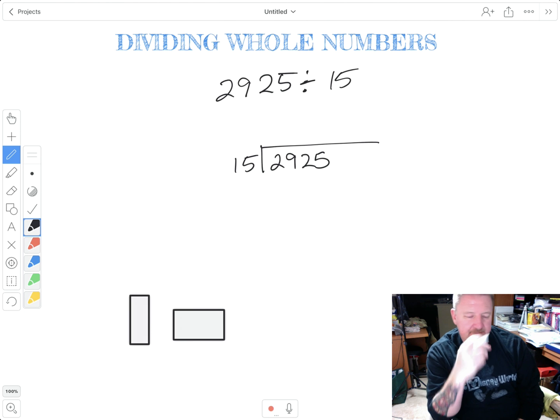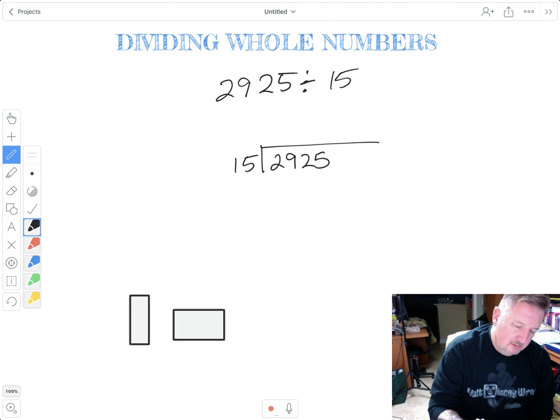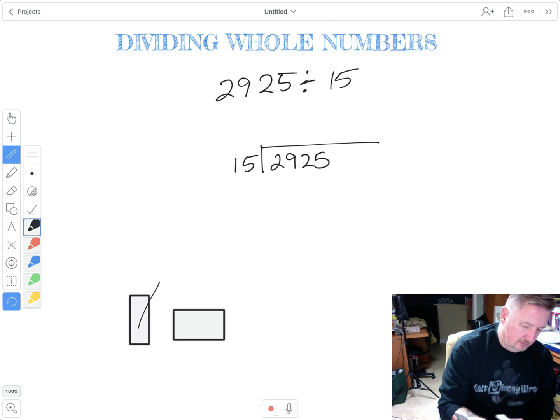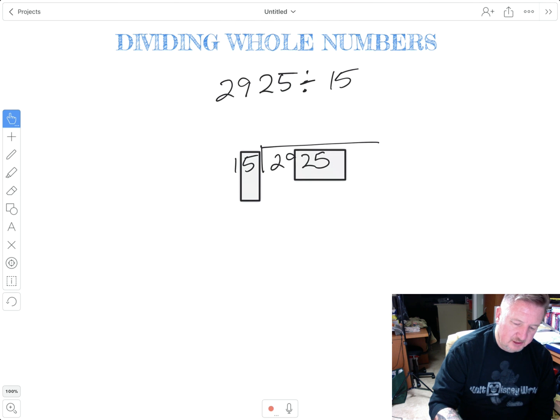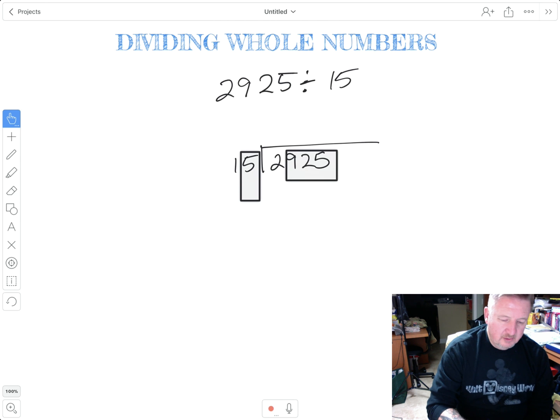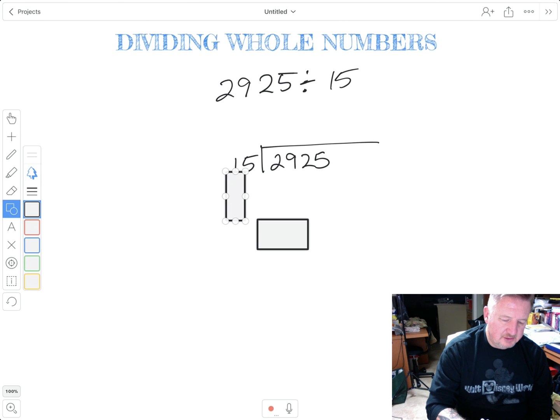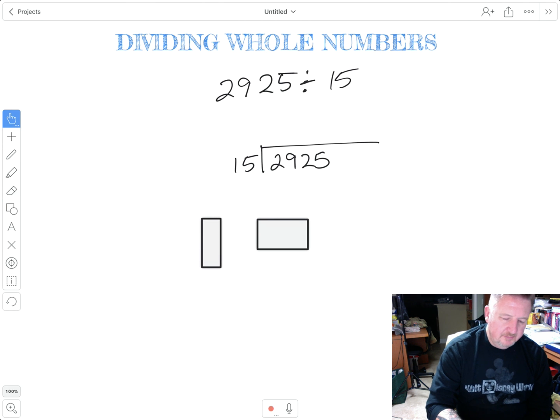So what I like to do is cover up one of these place values. Let me try this again. 15 won't go into 2, but 15 will go into 29. I just need to figure out how many times.